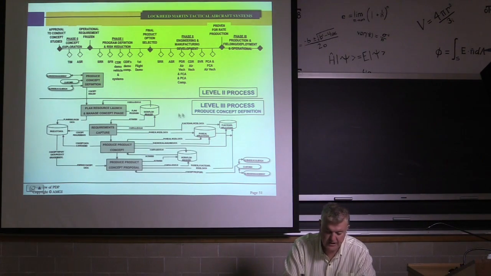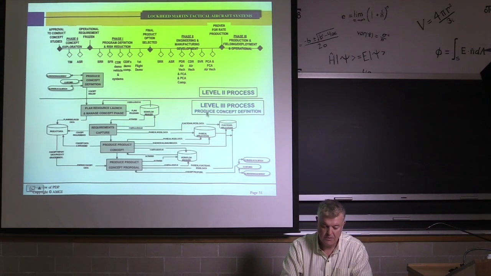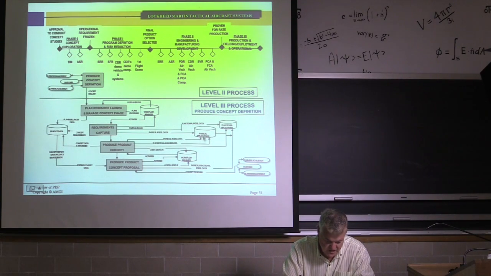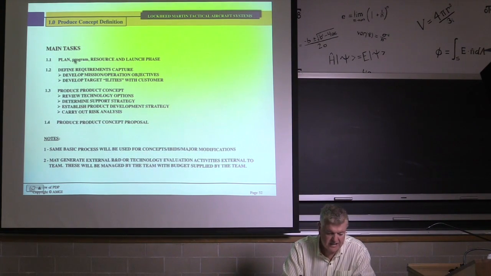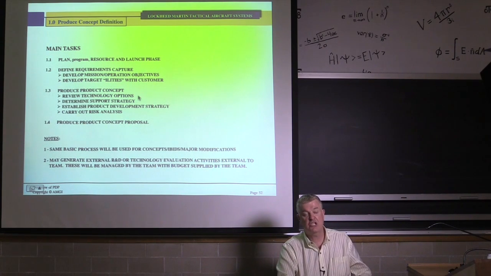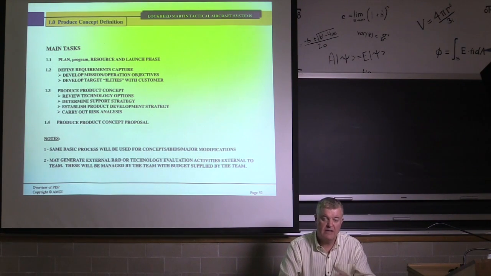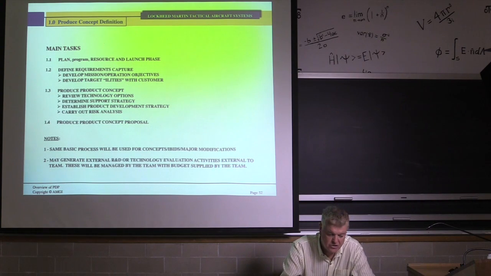So we were modeling the enterprise. This is level 3 process definition. And then we looked at the main tasks: plan, resource, and launch the phase, define the requirements capture, develop the mission, develop target abilities with the customer: supportability, maneuverability, affordability, many abilities. Each of these were criteria that you had to work out. And so these were the tasks.